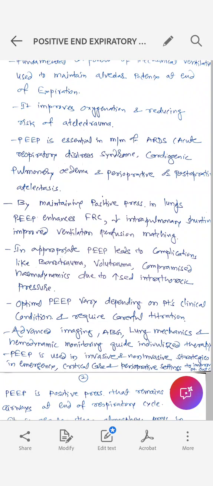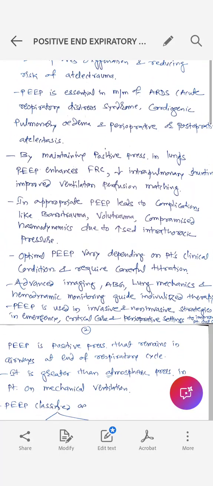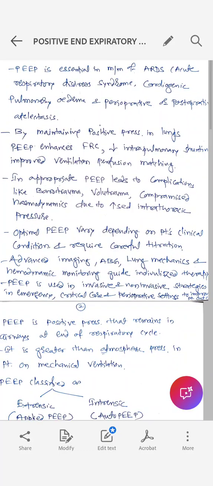PEEP is a fundamental component of mechanical ventilation. It is used to maintain alveolar patency at the end of expiration. It improves oxygenation and reduces the risk of atelectrauma. PEEP is essential in the management of ARDS, that is acute respiratory distress syndrome. It is useful in cardiogenic pulmonary edema and also perioperative or postoperative atelectasis.